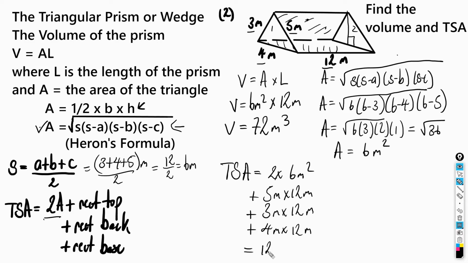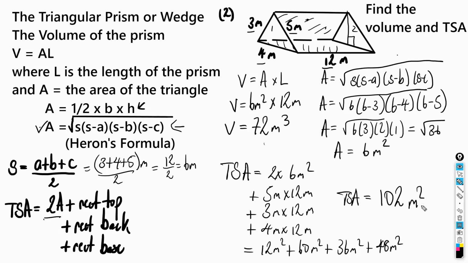2 times 6 would give us 12 meters squared, plus 5 times 12 would give us 60 meters squared, plus 3 times 12 would give us 36 meters squared, plus 4 times 12, which would give us 48 meters squared. Cool. So when we add all of those now, the total surface area is actually equal to 102 meters squared.